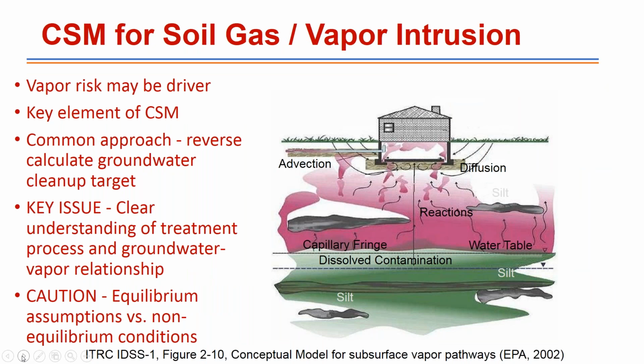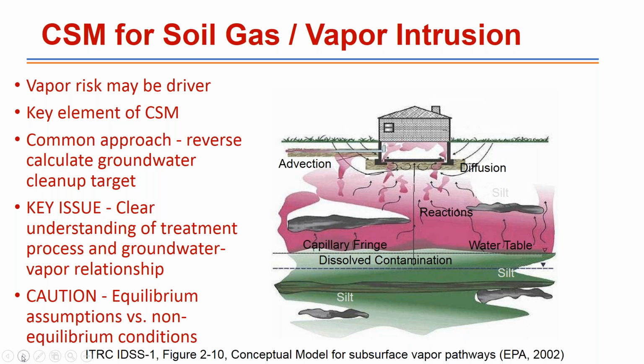So here's another view of a CSM. Let's say you have a site where vapor intrusion is the big risk driver. That's the pathway that is complete in terms of a receptor. So in that case, you're going to focus your CSM and how you depict it on the vapor phase.